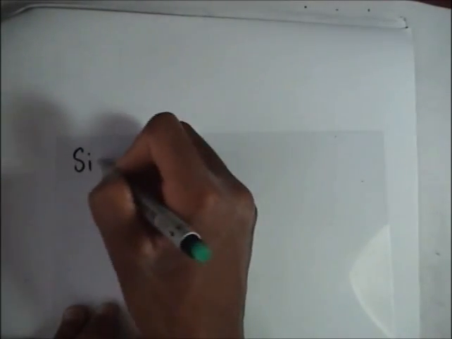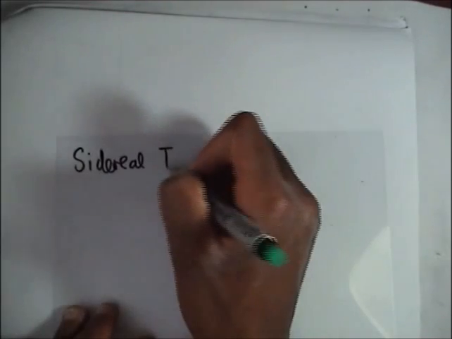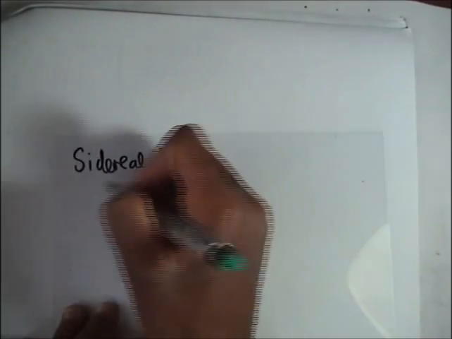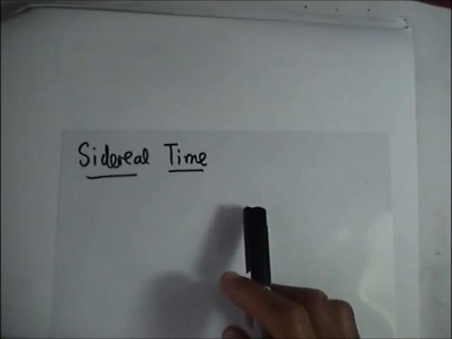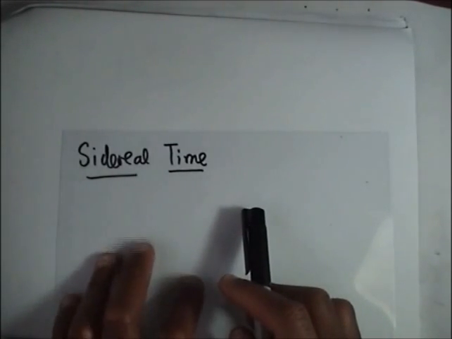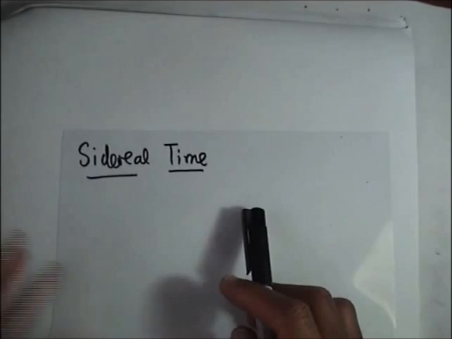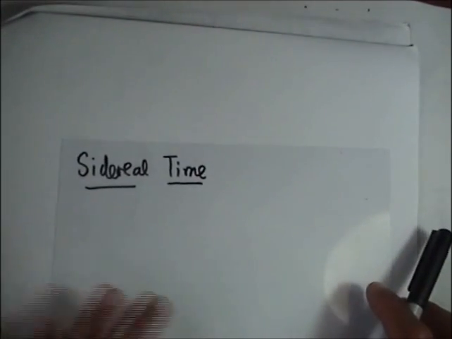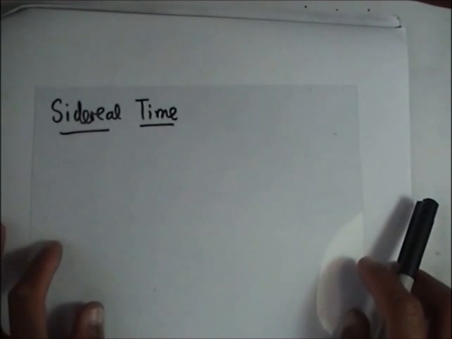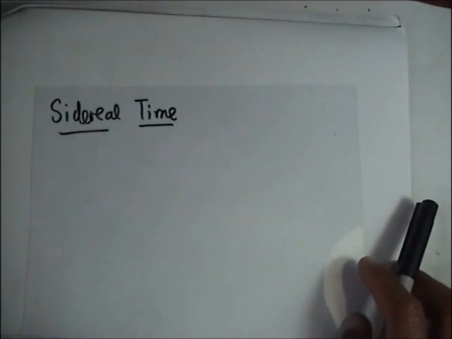The first thing that we are going to discuss in the different measures of time is something called sidereal time. That is the first topic we're going to look at. Sidereal time. Some people pronounce it one way, some people another. For me, I usually use the one that is easier on my tongue, but you can use whichever pronunciation you want. So this is what we are going to do.